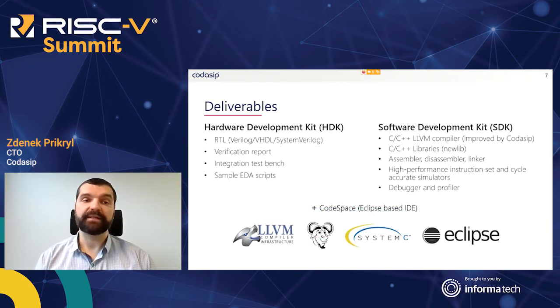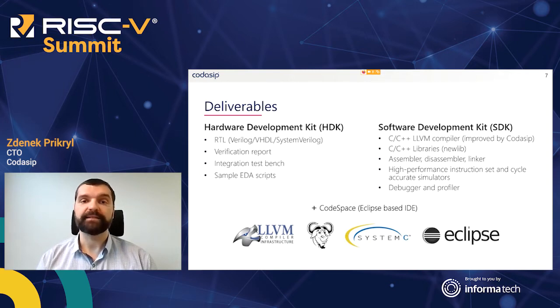In the case of the deliveries, what you can get in the IP package or in the evaluation is the kind of thing that you get in the IP world anyway. So it's a hardware development kit and a software development kit. The hardware development kit consists of the RTL in Verilog, SystemVerilog, or VHDL, some EDA scripts for integration purposes, some test benches, tests, and so on. So pretty much everything that you need for deploying the core into a system on chip.